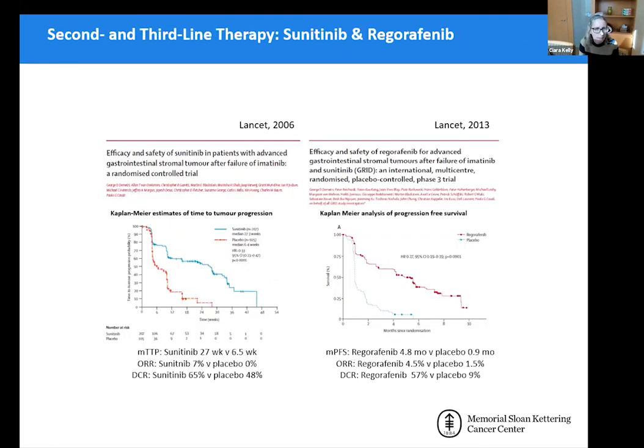So this is more information again about sunitinib in the second line and regorafenib in the third line. Once we move beyond imatinib, the ability of our drugs to achieve tumor shrinkage is less. So we see response rates in the order of about 17% with sunitinib, around 4.5% with regorafenib. But what we do see is that they can delay the growth of the tumor, and that's where a huge benefit occurs for our patients, thankfully.